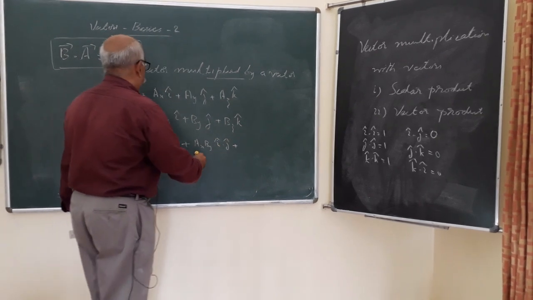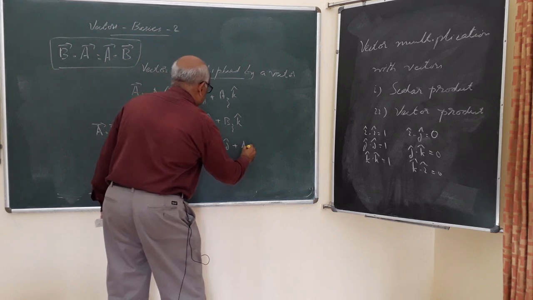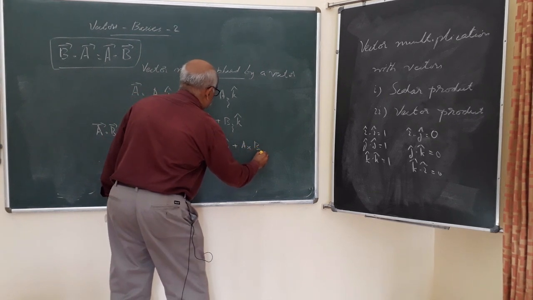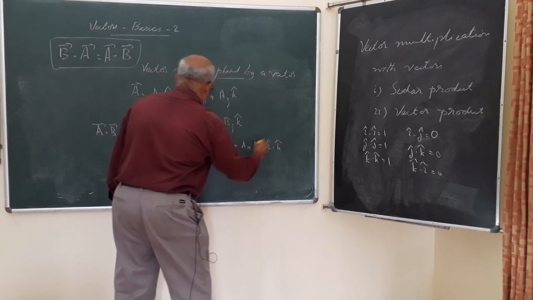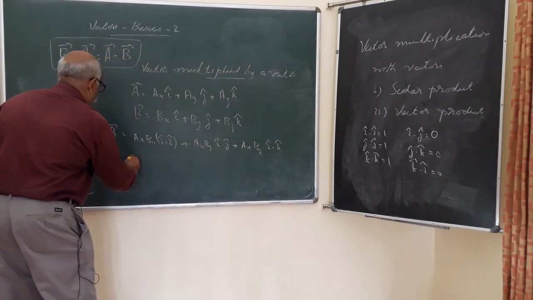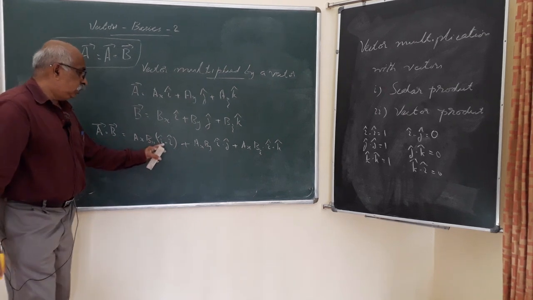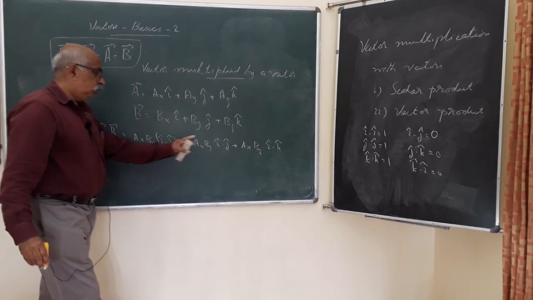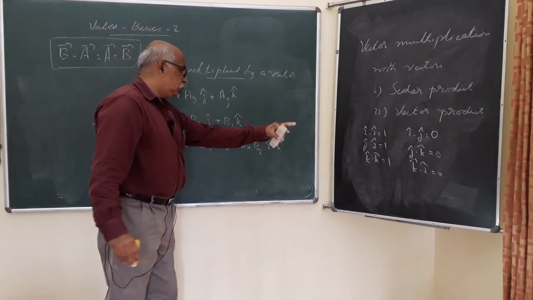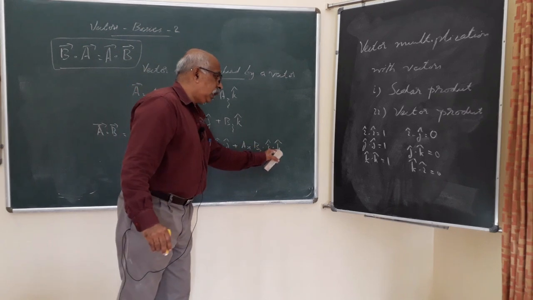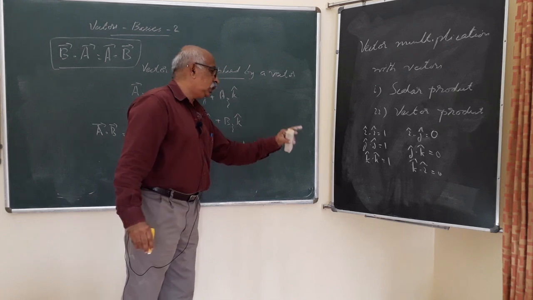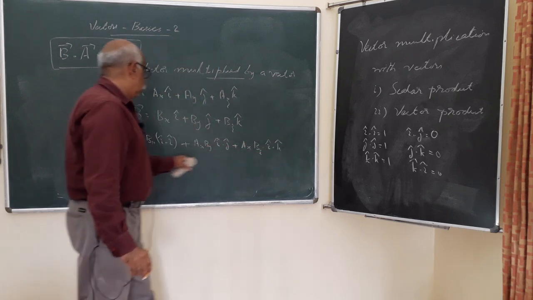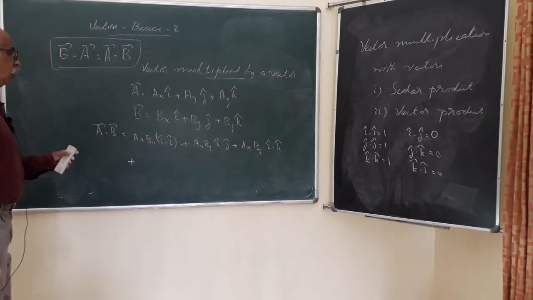plus Ax Bz, I dot K, plus. What about I dot I? That is 1. What about I dot J? That is equal to 0. I dot K and K dot I are equal. I dot K is equal to K dot I is equal to 0. Therefore, only the first term survives.